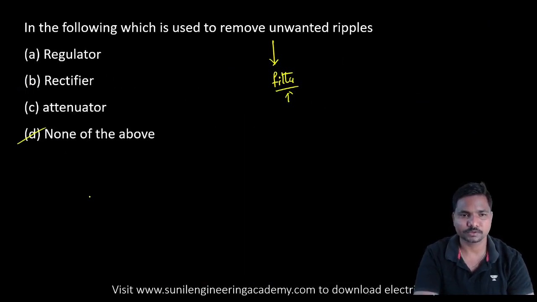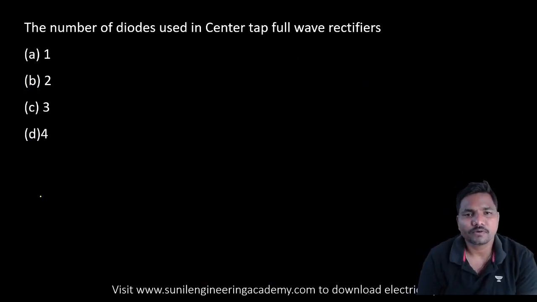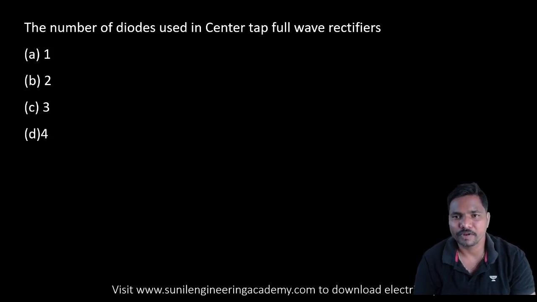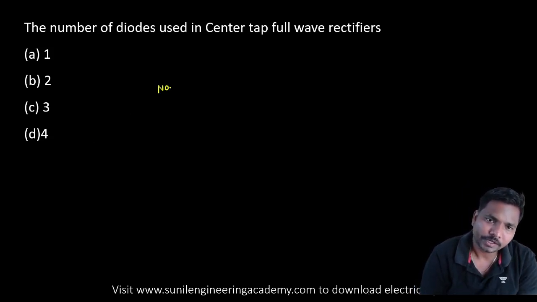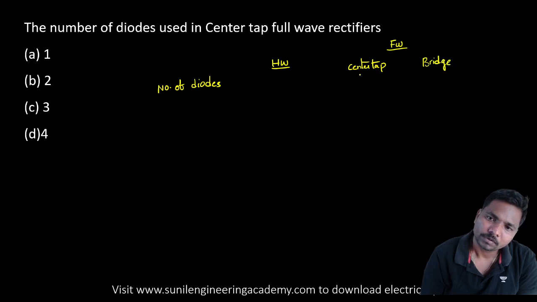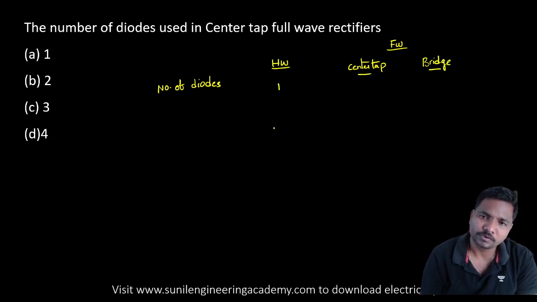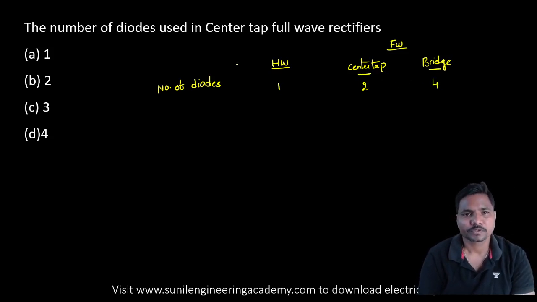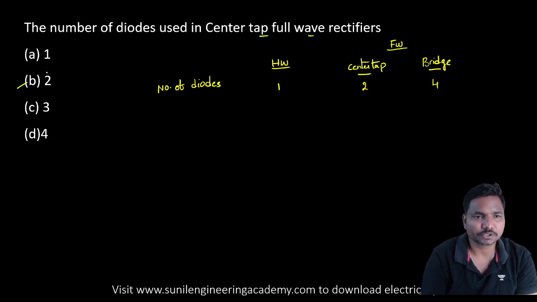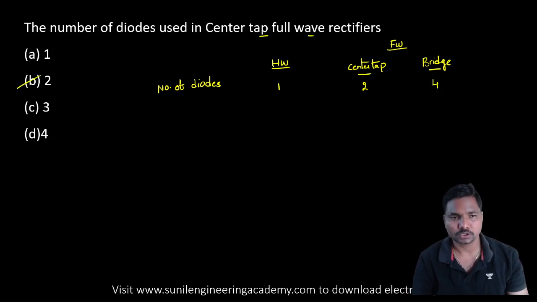Now coming to rectifier based questions. Here, the number of diodes used in a center tap full wave rectifier. This is a very important and very easy question. In a half wave rectifier, just one diode is used, in center tap 2, and in a bridge rectifier 4 diodes we are using. So for center tap full wave, that is 2 diodes. So the answer is option B.